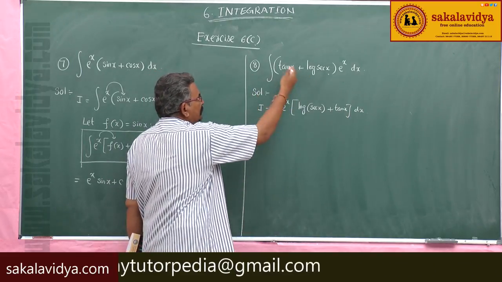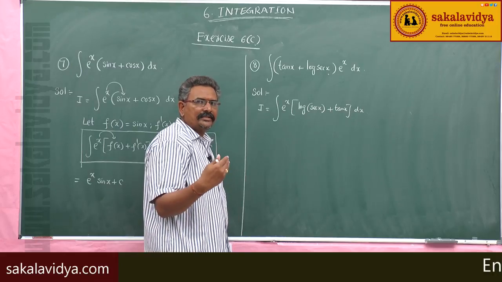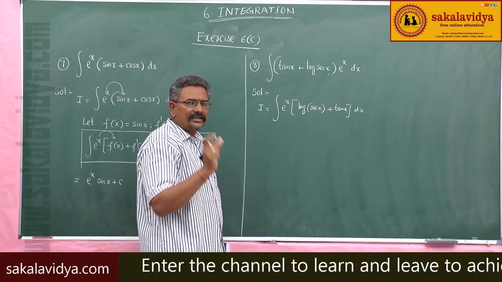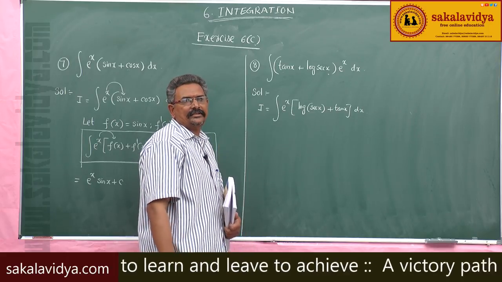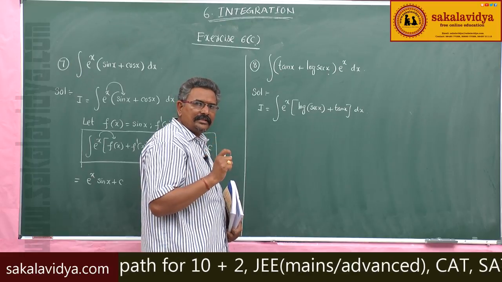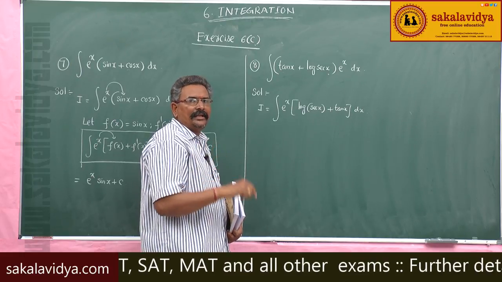The tan x derivative cannot be equal to log secant x. What is the derivative of tan x? We know that the derivative of tan x is secant square x. Let us try the derivative of log secant x. What is the derivative of log secant x? That is 1 by secant x into secant x tan x. So we will be getting tan x.